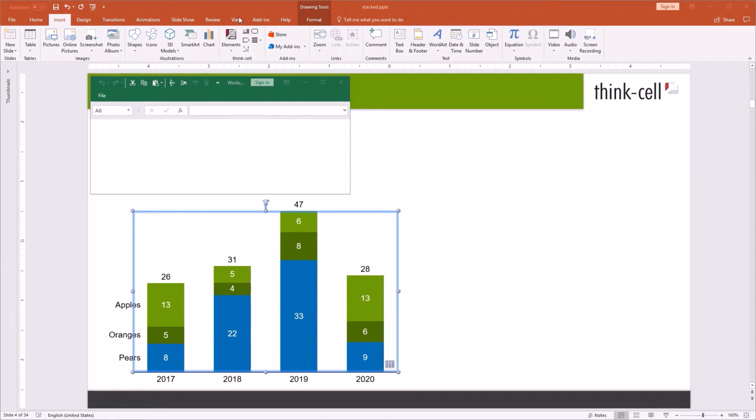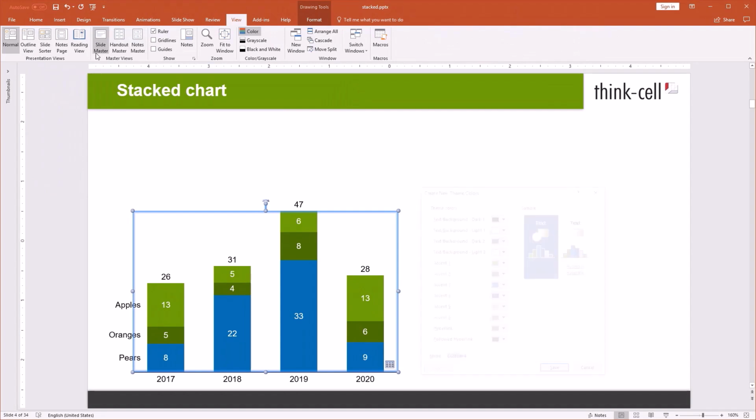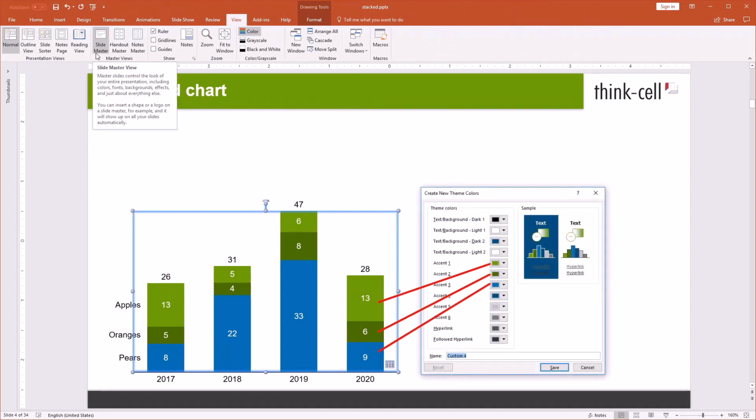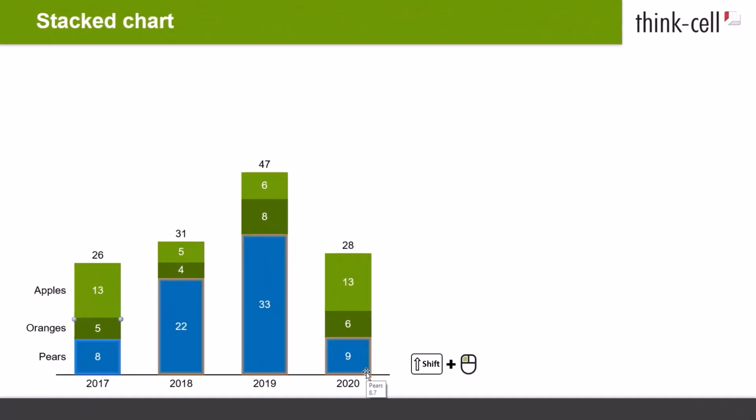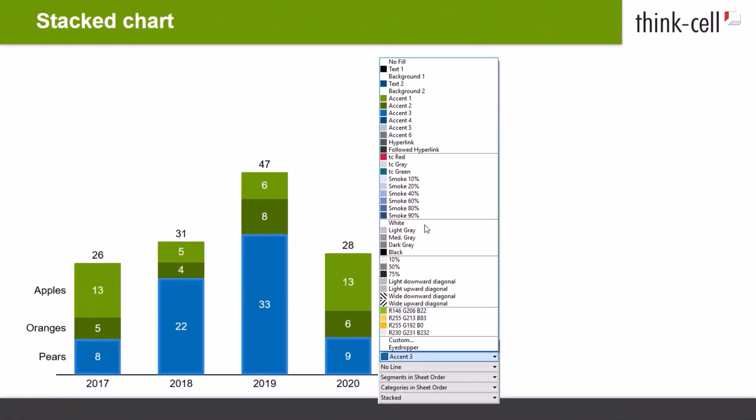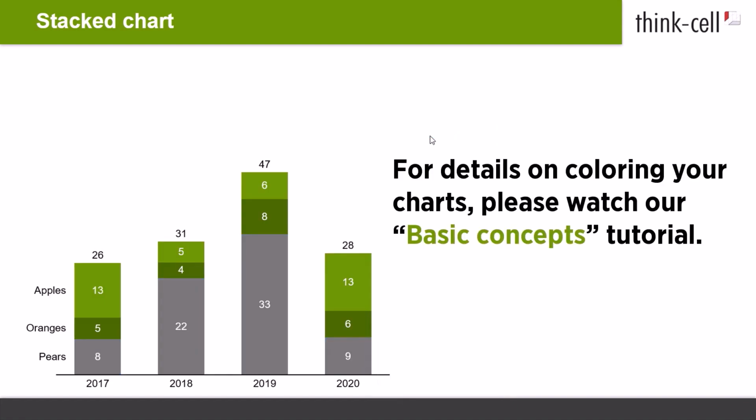The colors of the different series depend on the settings in your slide master. You can, of course, change them manually if needed via the color controls in the floating toolbar. For details on this, please watch our Basic Concepts tutorial.